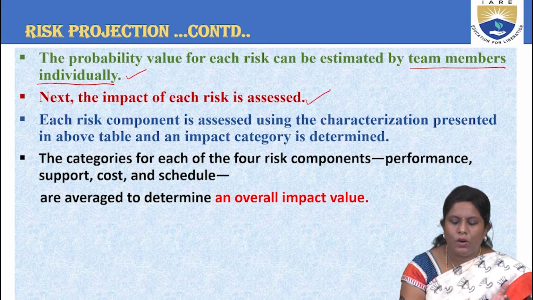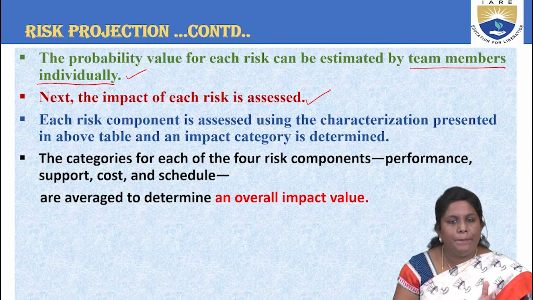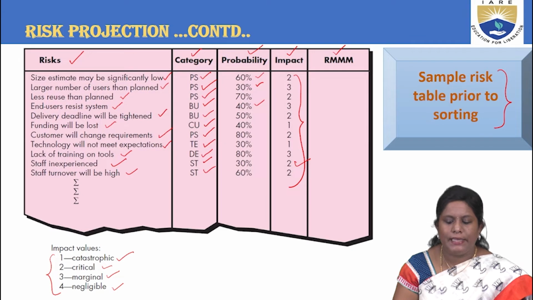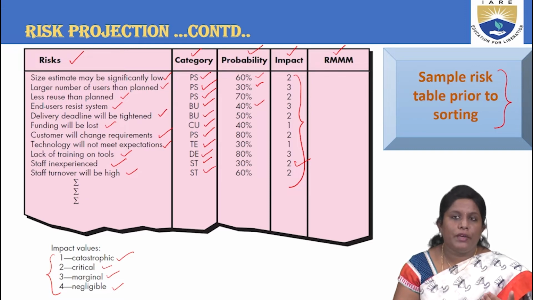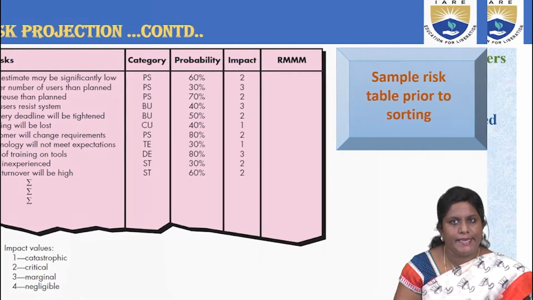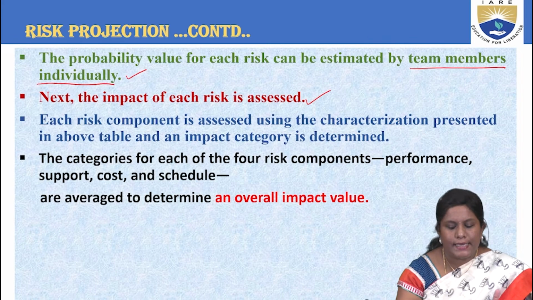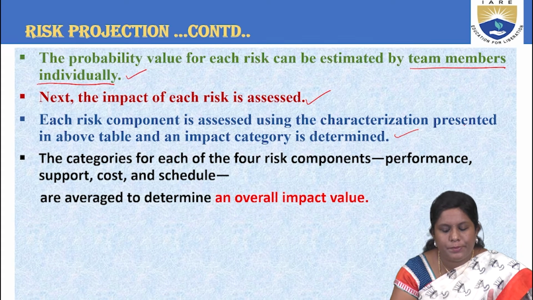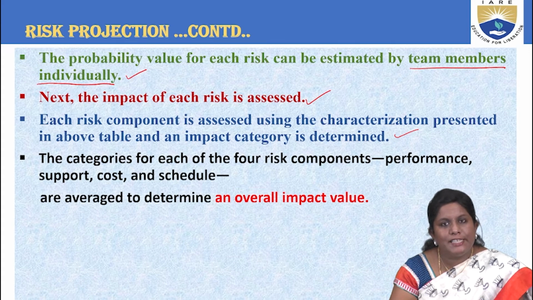Next, once all these probabilities have been stated, the impact of each risk is assessed. Now, what did we say? Here we have probabilities, and then you also have impact in the third column, right? Based upon the probabilities, you are trying to state how much impact these risks have. Next, the third point states that each risk component is assessed using the categorizations presented in the above table. That is, you are monitoring them based upon the components, which is again stated in the above table.